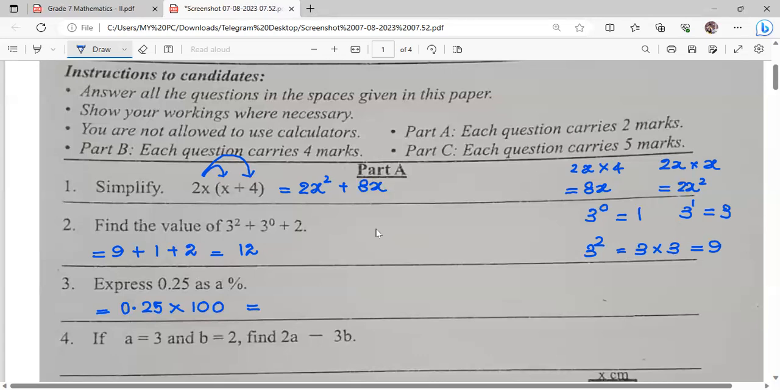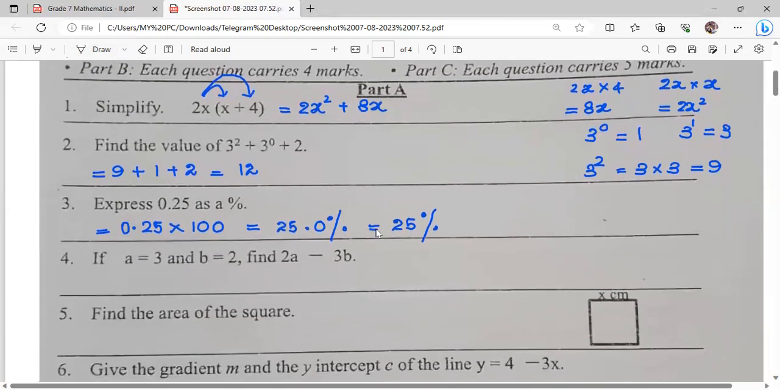How many steps do I want to jump here? 2 steps, because it is 100. I have 2 zeros. So then my answer is 25.0%. No point of keeping 0 after the decimal. So then I write my answer 25%. Okay. So then we'll move to the next question.